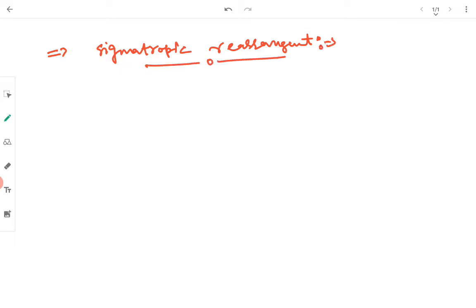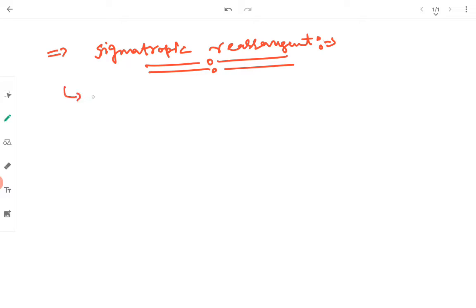Dear students, we will continue with the previous topic, that is the sigmatropic rearrangements. In last few lectures we discussed the definition of sigmatropic rearrangements in detail. I gave you some examples also. We will deal with this topic in much more depth during the next half an hour maybe.